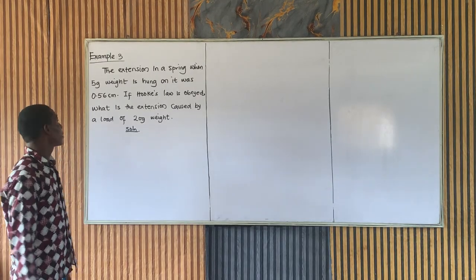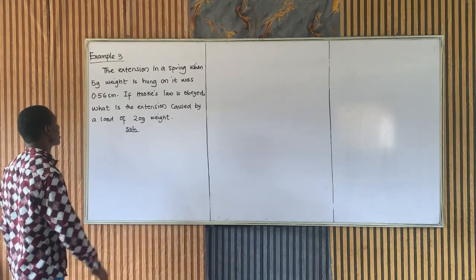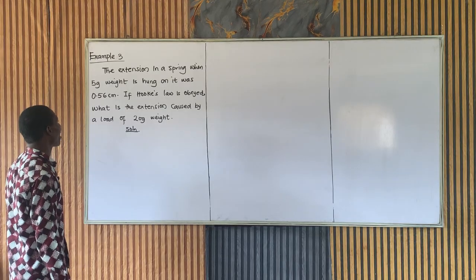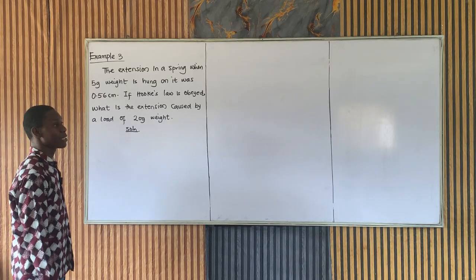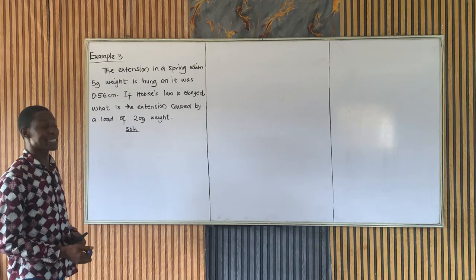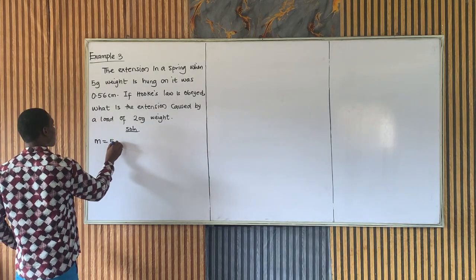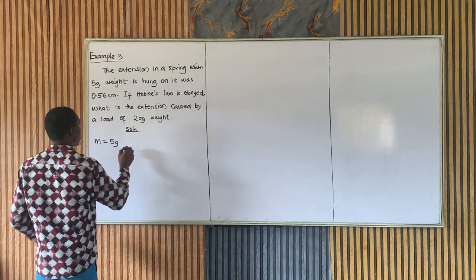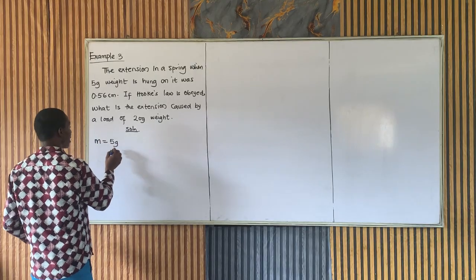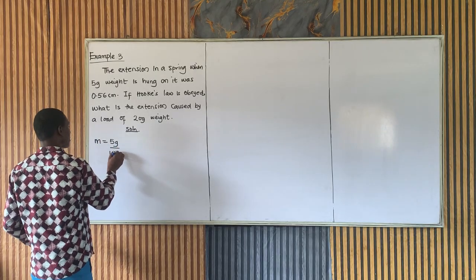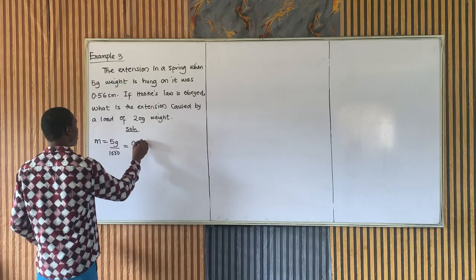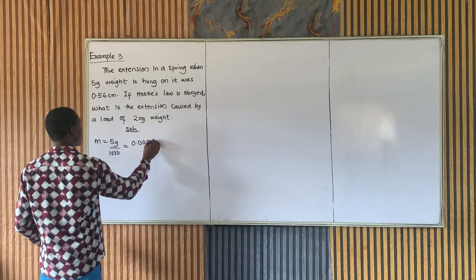Example 3. The extension in a spring when a 5 gram weight is hung on it was 0.5 cm. How do we write this? First of all, we are given the mass, 5 gram. We have to convert to kg, so divided by 1000. And that's 0.005 kg.